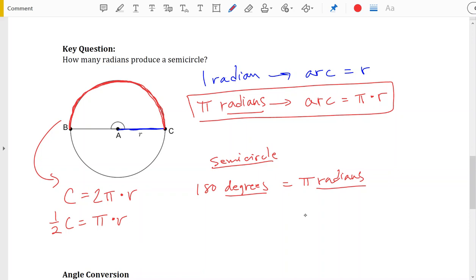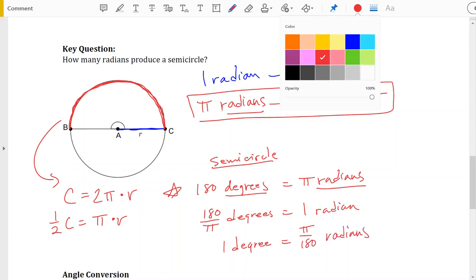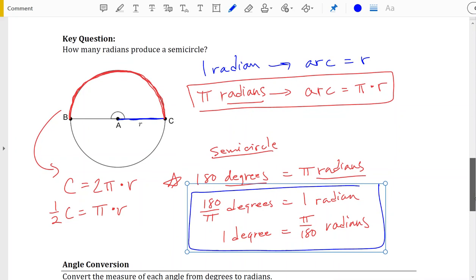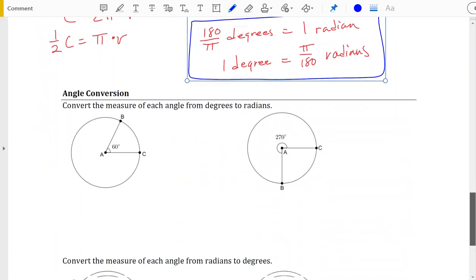And this is a useful relationship because it's going to allow us to change back and forth between degrees and radians. Because 180 degrees equals pi radians, I now know a couple of relationships. For example, I now know that 180 divided by pi degrees is going to produce 1 radian. We just divided both sides by pi. Likewise, I know that 1 degree is going to be the same as pi over 180 radians. These two values become ways for us to convert back and forth between radians and degrees. So let's try a couple of examples.